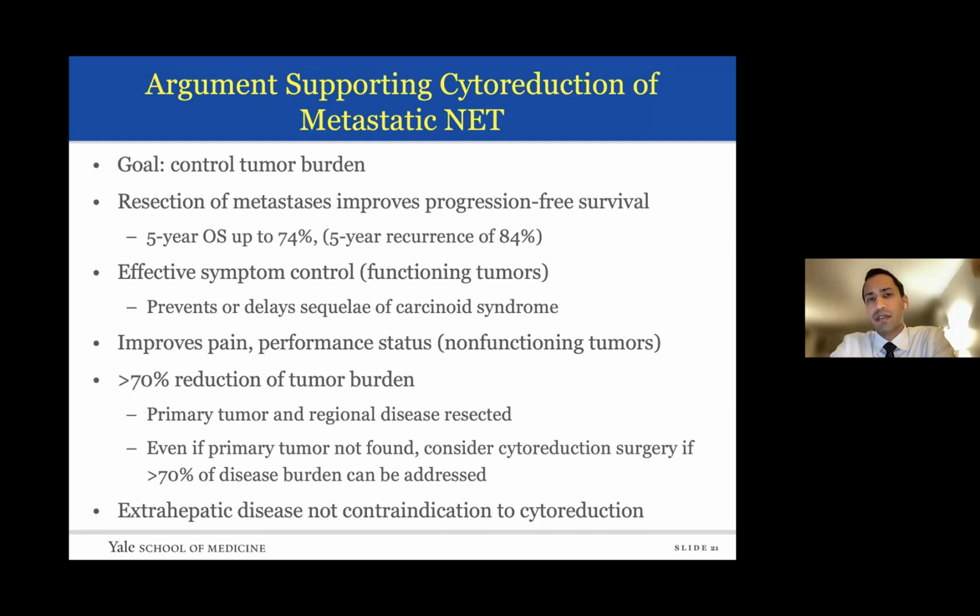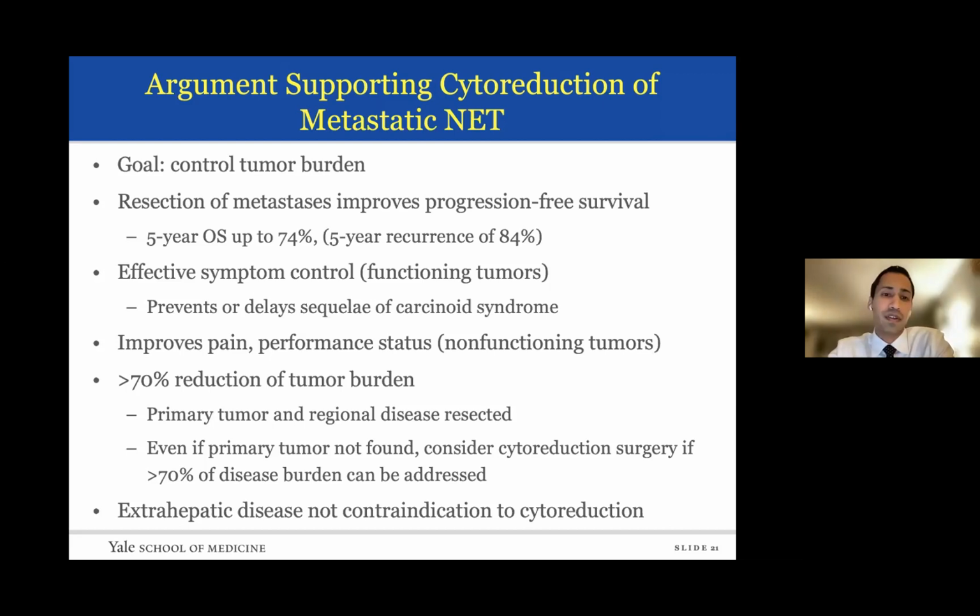The arguments supporting surgery for metastatic NETs are, first, and the important thing, to control the tumor burden. And by resecting one's metastatic neuroendocrine tumors, the progression-free survival improves with patients as a whole. And the literature can show 5-year survival of up to 74%. That's overall survival. But the important thing to understand is there's a high risk of recurrence despite that kind of an approach. So even though I'm talking about 5-year overall survival of 74%, the recurrence rate is over 80%.